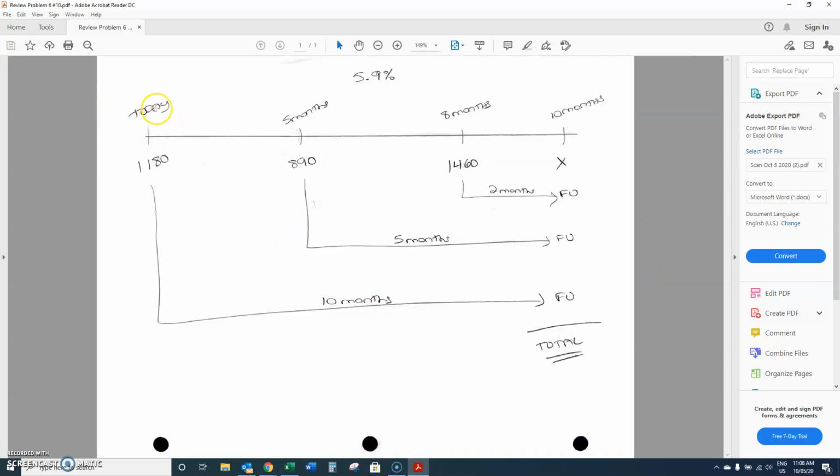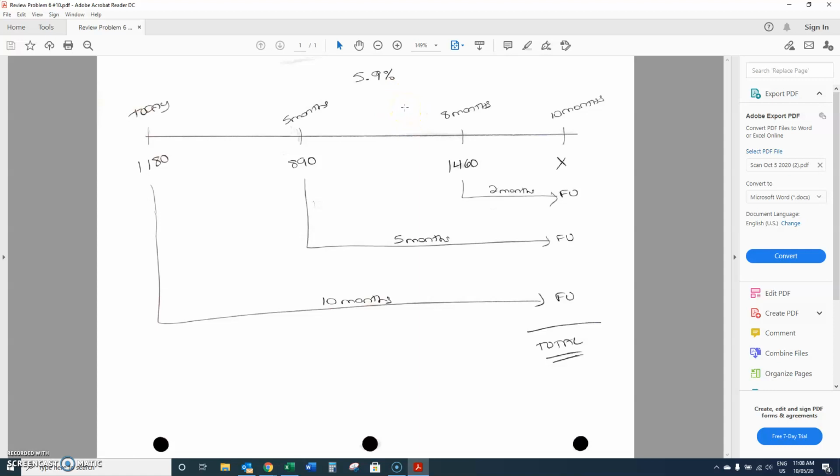So $1,180 due today, $890 due in 5 months, $1,460 due in 8 months. All 3 of these payments are to be replaced by one single payment due in 10 months. So from looking at this, we need to calculate what are the future values of these amounts at this focal date, at the 10-month mark, which is the focal date, if money can earn 5.9% interest.